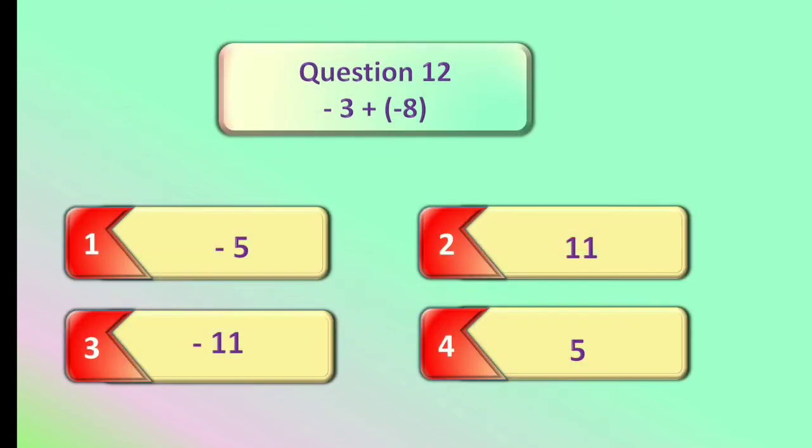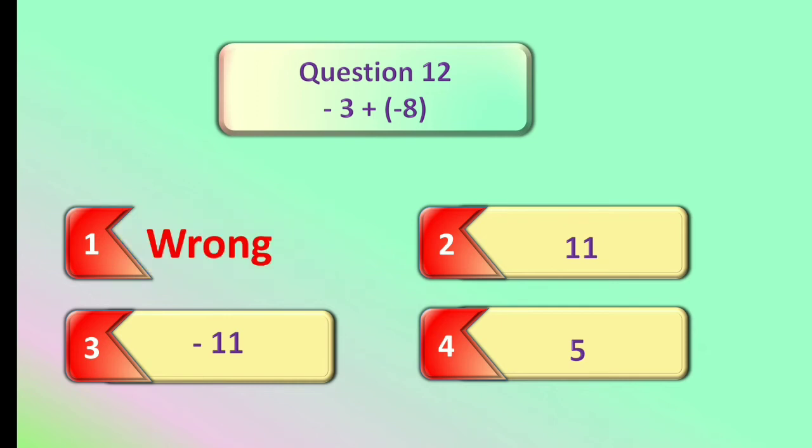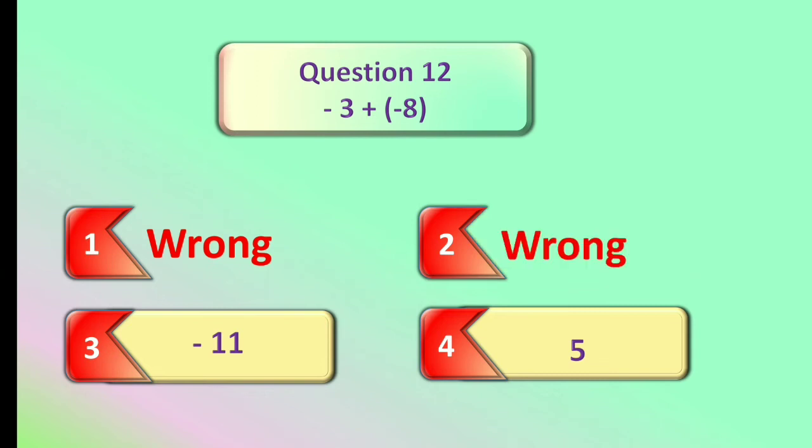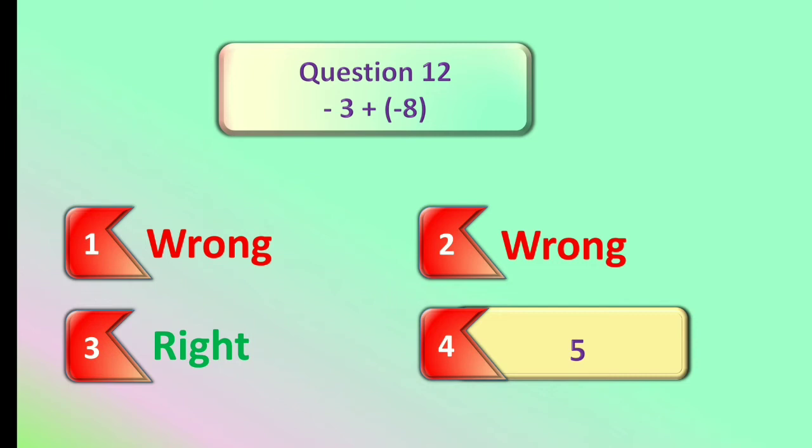Now question 12. Minus 3 plus within bracket minus 8. First think of opening the bracket. As plus sign is outside the bracket, there will be no change in sign. So minus 3 minus 8. It will give you minus 11. Third option is correct while other options are wrong.